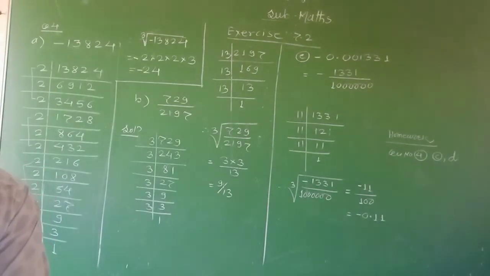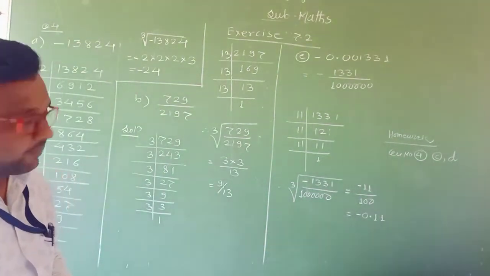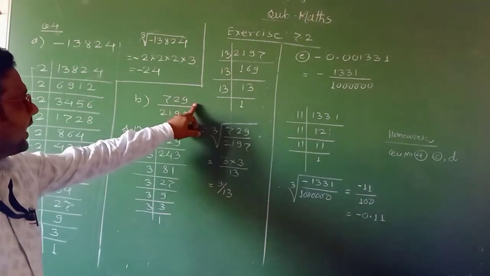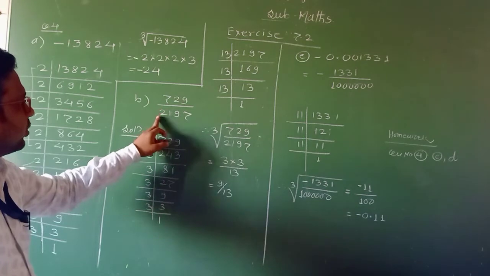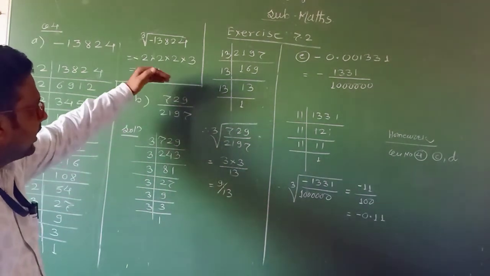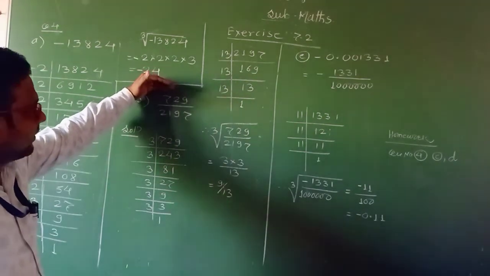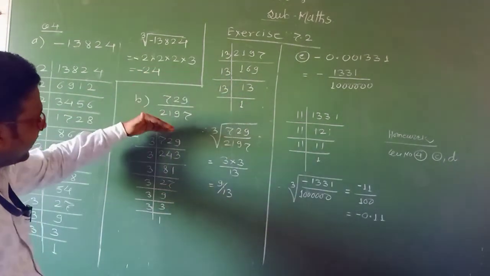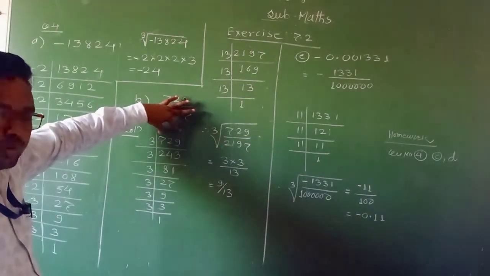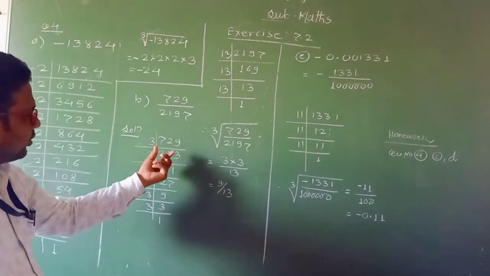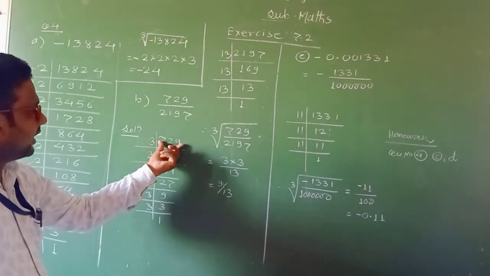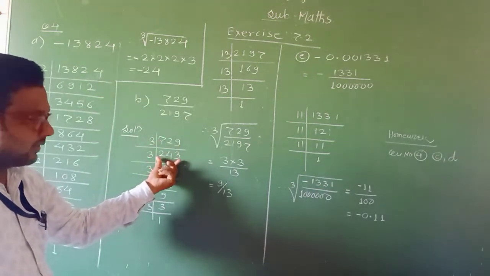Now let's see one more example from this question. Here I take example B: 729 upon 2197. To find the cube root of this number, first we take the numerator, that is 729, and find its prime factors. This is not divisible by the first prime number 2. We think about 3. Using the divisibility property, we understand this number is divisible by 3. After division we get 243.